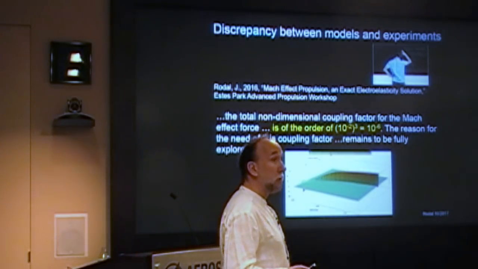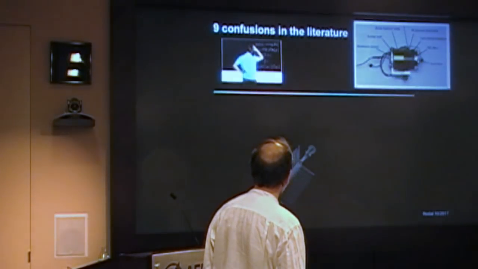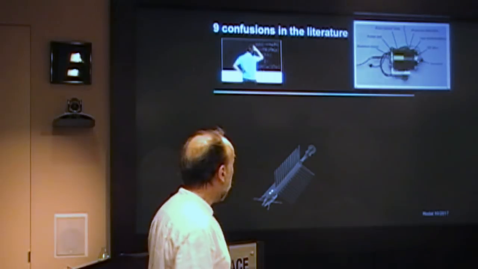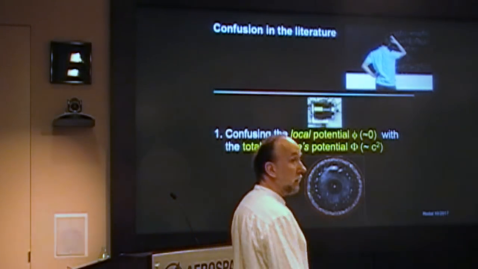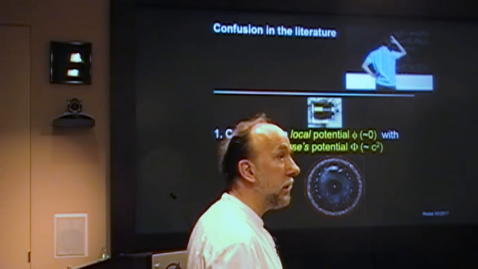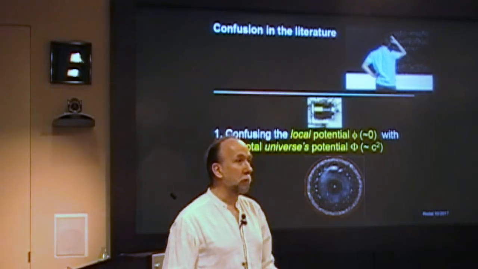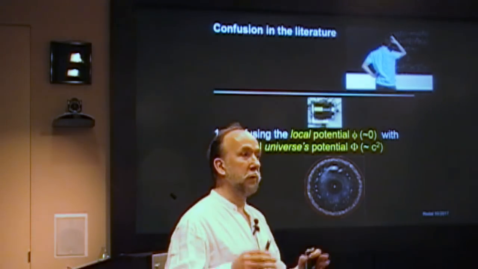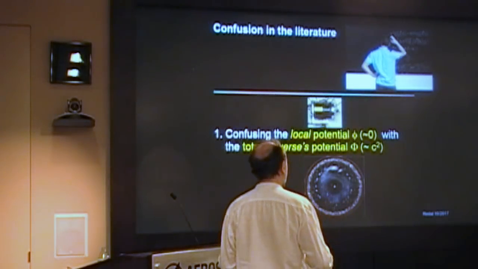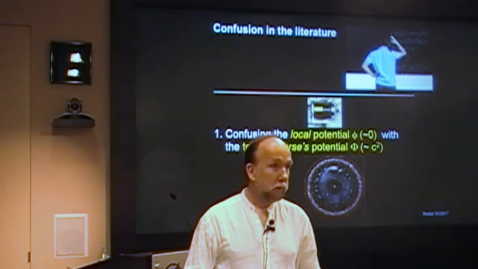And I looked for a number of reasons that I excluded, and I said, well, this has to be fully explored. And this is the reason why I'd like to go through these 9 confusions in the literature. The number one confusion starts from what is called phi in English or phi in Greek, which is the potential, where people are confusing the local potential, which is practically zero, with the total universe potential, which is capital Phi, which is of the order of 1 when you use c squared.